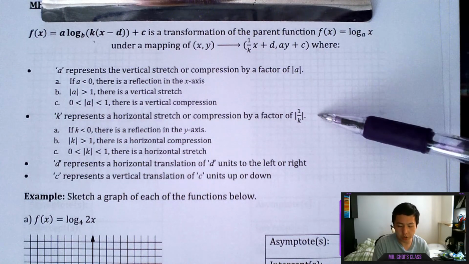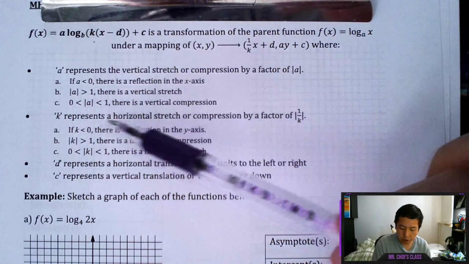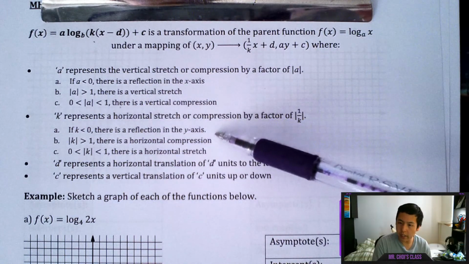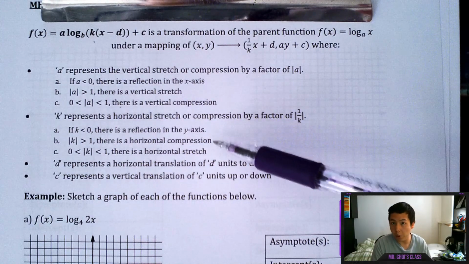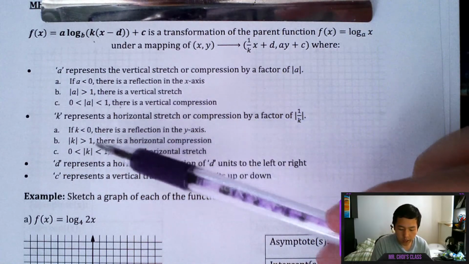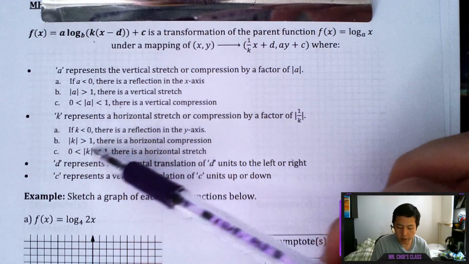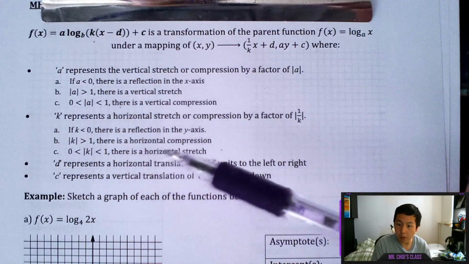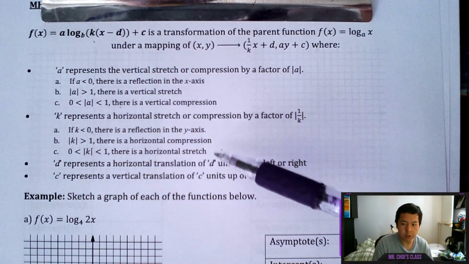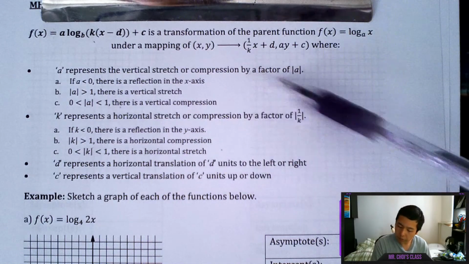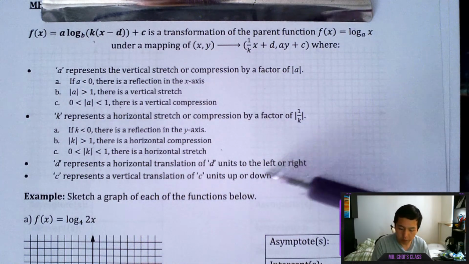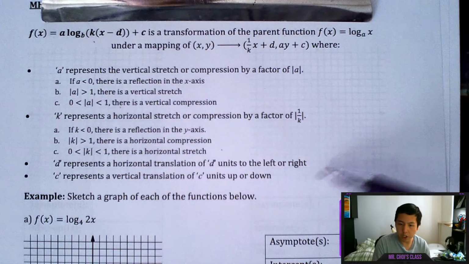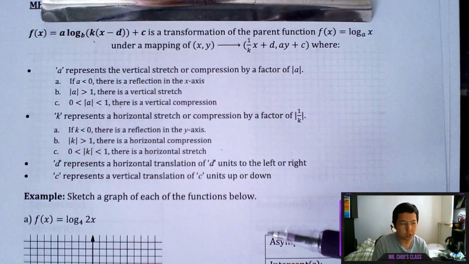The rules don't change. For K, it's the same idea. It's a horizontal stretch or compression. When K is negative, it's a reflection in the y-axis or a horizontal reflection. If K is greater than 1, then it's a compression. And if K is between 0 and 1, it's a horizontal stretch. Same exact rules, nothing has changed. And of course, D and C are exactly the same as well. D is a horizontal translation and C is a vertical translation.